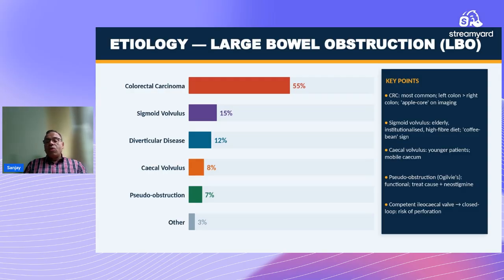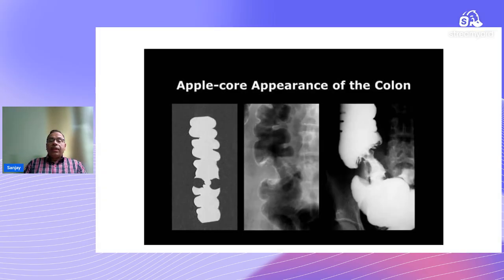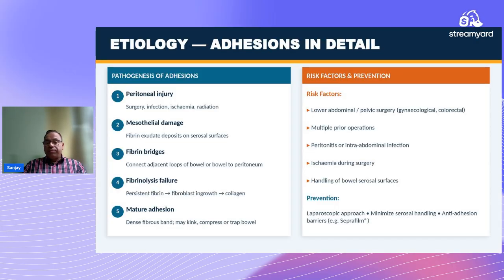Cecal volvulus is more common in younger patients, as compared to sigmoid volvulus, which is more common in elderly patients. Ogilvie syndrome, we have already seen, is a functional cause. Treat the cause and also give neostigmine. And sometimes a competent ileocecal valve on one end and a complete obstruction of the large bowel towards the descending colon on the other end would lead to what is known as closed loop obstruction, leading to significant risk of perforation of the bowel wall. So this is a classical apple core appearance which is seen on imaging in a patient of colorectal carcinoma.